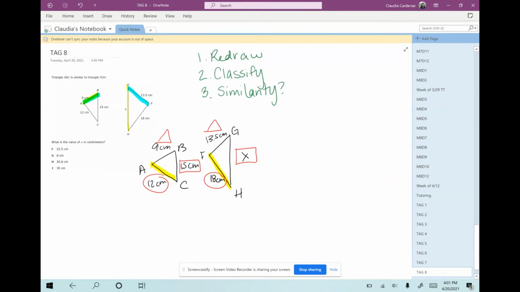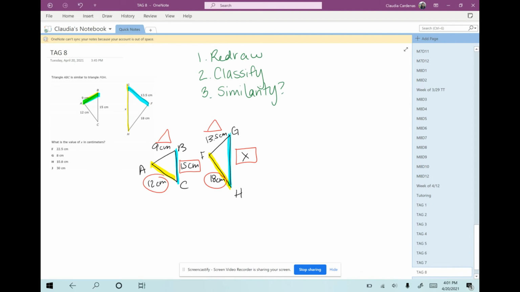Alrighty. So now we need to create a ratio that includes the missing side length and set it equal to the ratio we already have. So I see that GH matches BC. So GH and BC are this side right here. Those are corresponding sides. And I need to use them in order to figure out what that missing side length is. So how should I make my ratio?